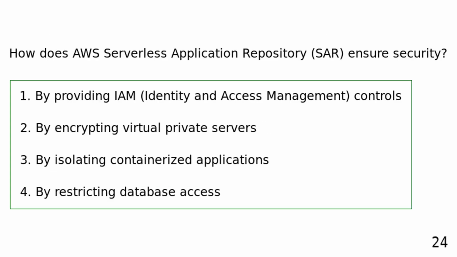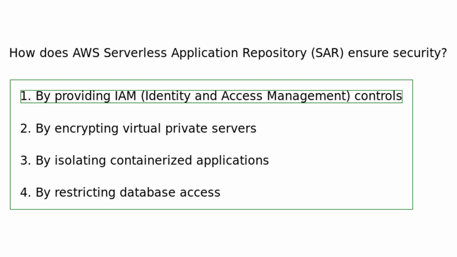How does AWS Serverless Application Repository ensure security? By providing IAM controls. By encrypting virtual private servers. By isolating containerized applications. By restricting database access. AWS Serverless Application Repository ensures security by providing IAM controls.